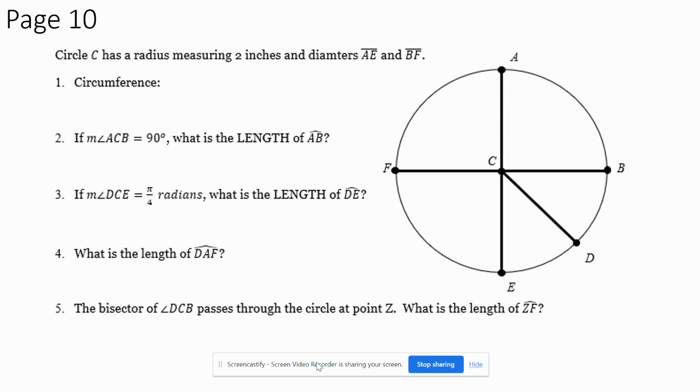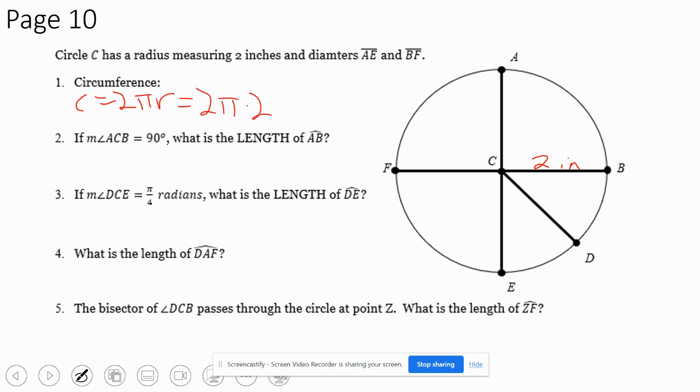Okay, so the first thing I'm going to do is label the given information as always. So circle C, so I know that C is the center, has a radius measuring 2 inches, and it's telling you that AE and BF are diameters, so you know that those are going straight across to just help us when we're finding angle measures and everything. So I'm just going to label one of my radii as 2 inches to help remind me of the radius length. When I go to find the circumference, remember circumference is 2 pi r. And so I just have to plug in that radius of 2. So 2 pi times 2 would give me 4 pi inches.